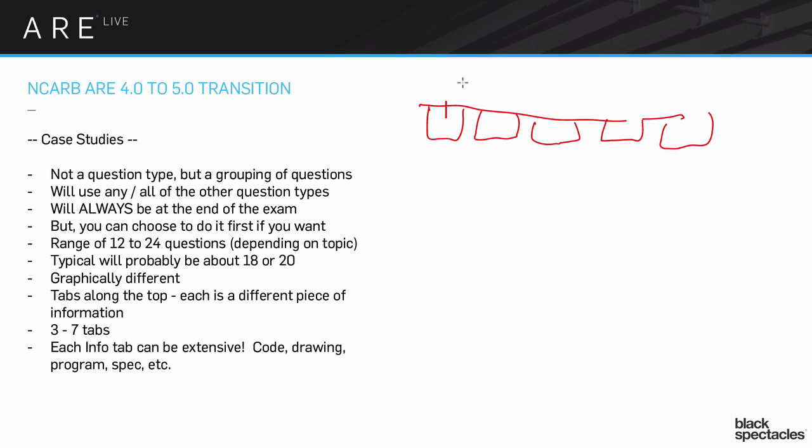So one tab might take you to some code information. One might take you to a site plan. One might take you to the sort of program that the client made, et cetera, et cetera. There's a whole series of different possible things that those tabs would take you to, and then there'll be a series of questions that are all related to this set of information. So there'll be some basic written information, then this tabbed information, and then the series of questions.